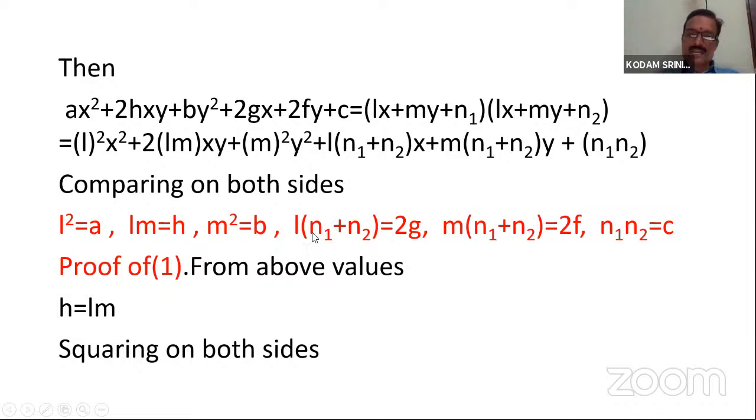After taking these terms, I am writing L into (n1 plus n2) by M into (n1 plus n2), writing the second term as the denominator of the first term. So L into (n1 plus n2) by M into (n1 plus n2) equals 2g by 2f. I am writing the same thing.